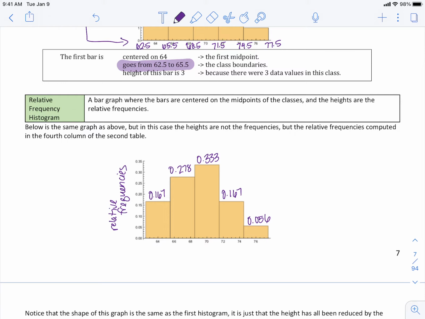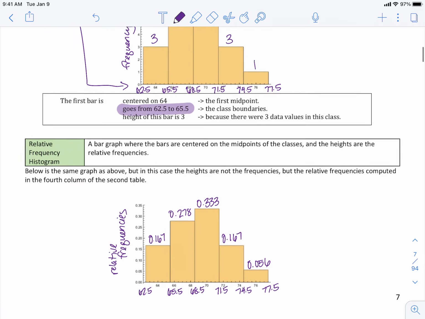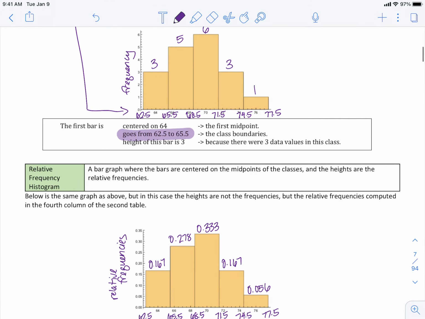Your x-axis, again, we're using the class boundaries, so 62.5, 65.5, 68.5, 71.5, 74.5, and 77.5. Again, the only thing different is the y-axis. The shape looks the same. The heights of the bars in relation to each other are the same. It's just that you're changing from frequency to relative frequency, so all of those values were divided by 18.